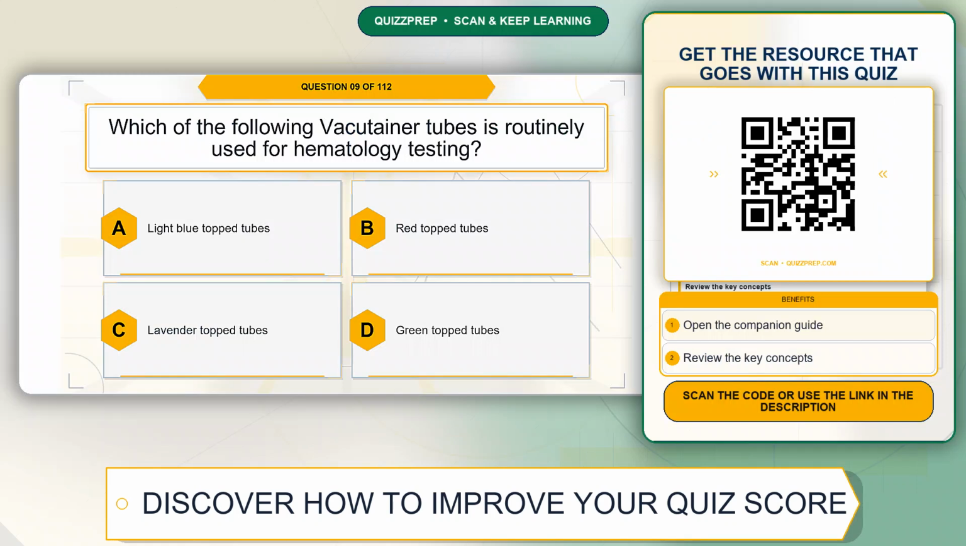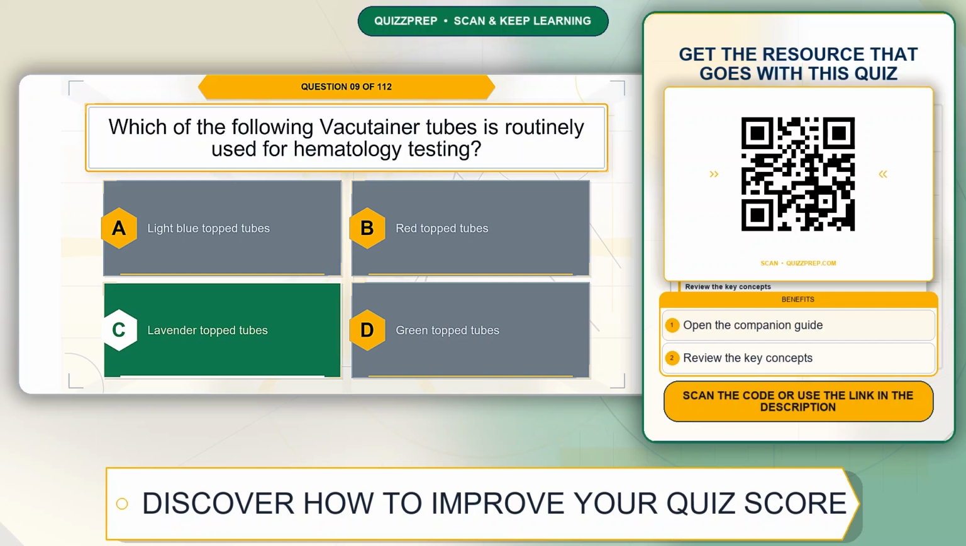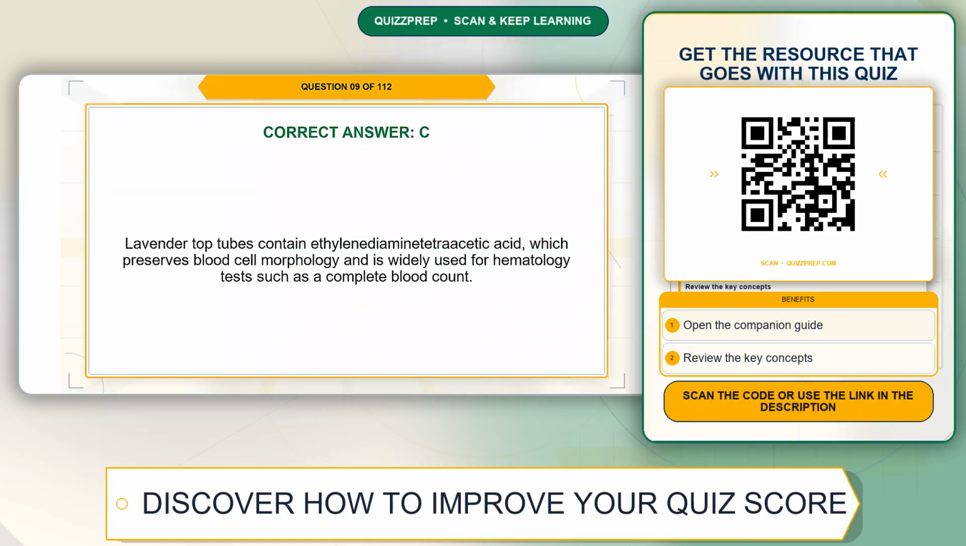Question 9. Which of the following vacutainer tubes is routinely used for hematology testing? Option A. Light blue top tubes. Option B. Red top tubes. Option C. Lavender top tubes. Option D. Green top tubes. The correct answer is Option C. Lavender top tubes. Explanation. Lavender top tubes contain ethylenediaminetetraacetic acid, which preserves blood cell morphology and is widely used for hematology tests such as a complete blood count.